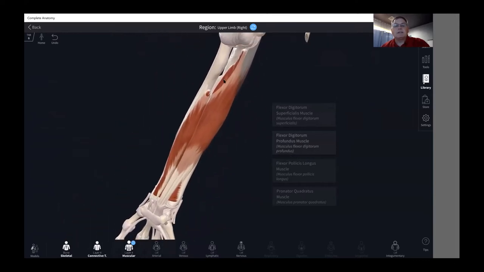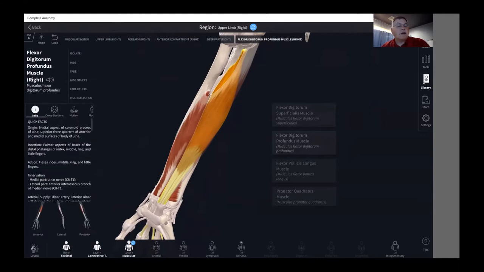And so profundus sits deep to the superficialis. Origin of the medial aspect: the coronoid process of the ulna, the superior three-quarters of the anterior medial surface of the body of the ulna, and inserts into the palmar aspects of the bases of the distal phalanges of the index, middle, ring, and little fingers, and their action is flexing, again, digits 2 through 5.